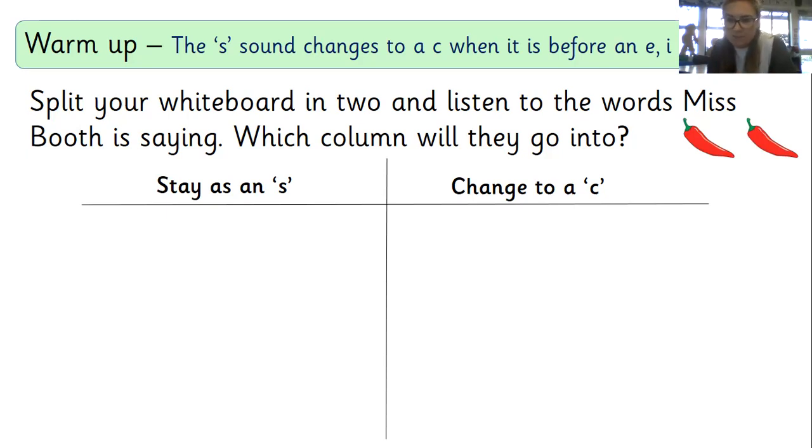The next one is nice. Nice. The next one is literacy, what we're doing right now. Literacy. And the last one is person. Person. So I'll quickly run back through and check you've got them in the right column.